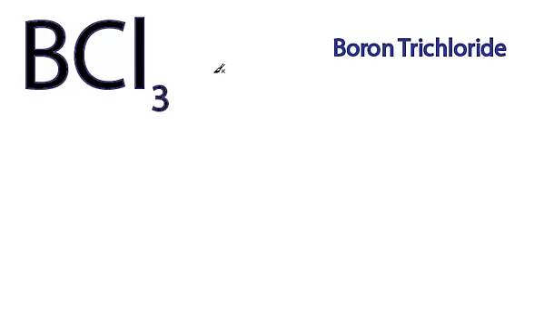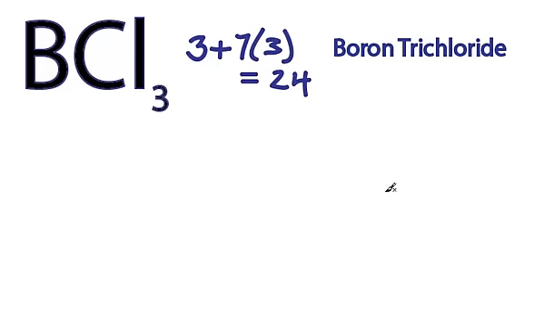Let's do the Lewis structure for BCl3. Boron has 3 valence electrons. Chlorine has 7, but since we have 3 of those, we'll multiply them together and we get a total of 24 valence electrons. Let's draw it.